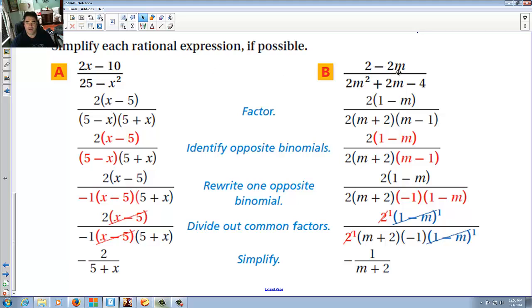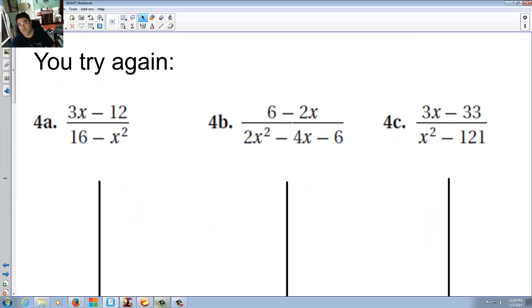Now over here, 2 minus 2m and 2m squared plus 2m minus 4. They pull out a 2 from the top, which makes sense, 1 minus m. They pull out a 2 first here, and you get m plus 2 and m minus 1. Close, but not quite. Take this times negative 1 to flip it to 1 minus m. Cross out, and divide the 2's out. Nothing on top, so it leaves 1, and then you have negative 1 times m plus 2. I don't care if you have negative 1 over m plus 2 or 1 over negative m minus 2, all would be correct. So either way is fine with me.